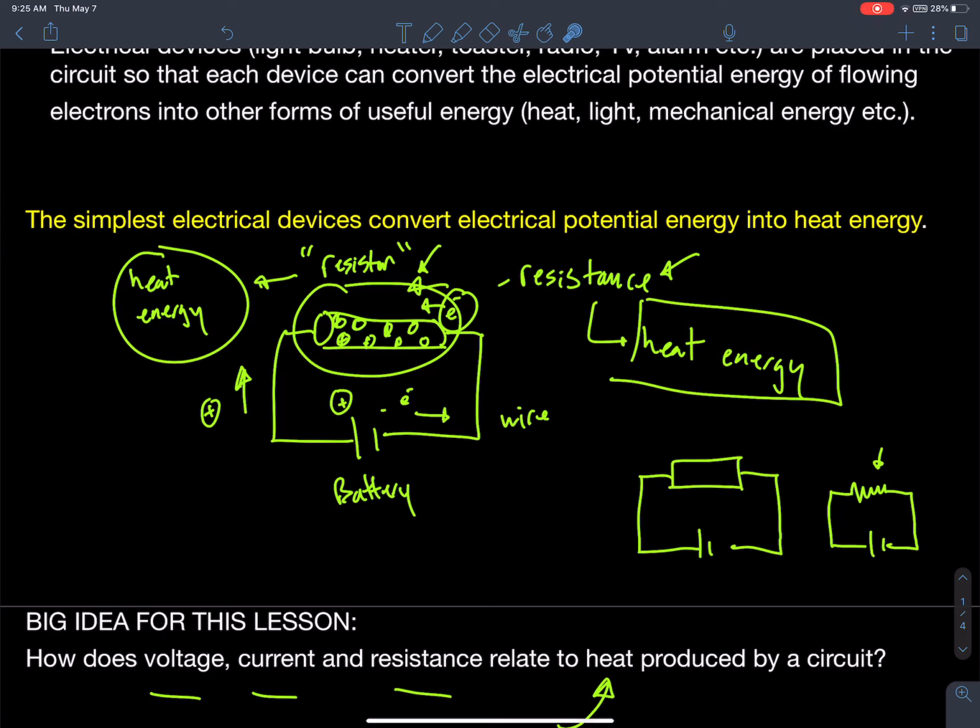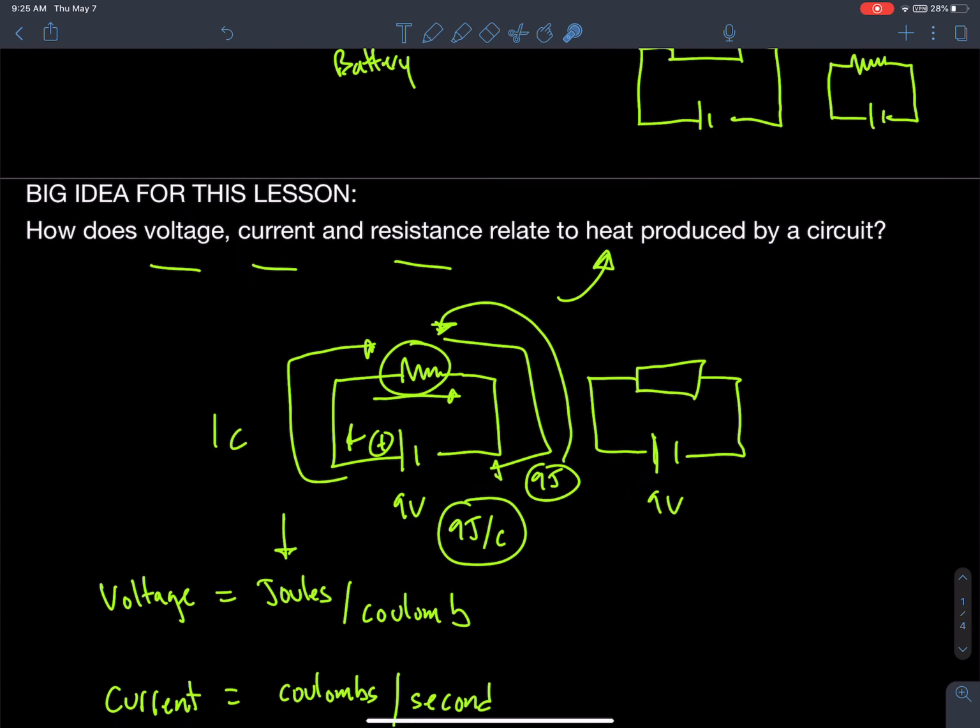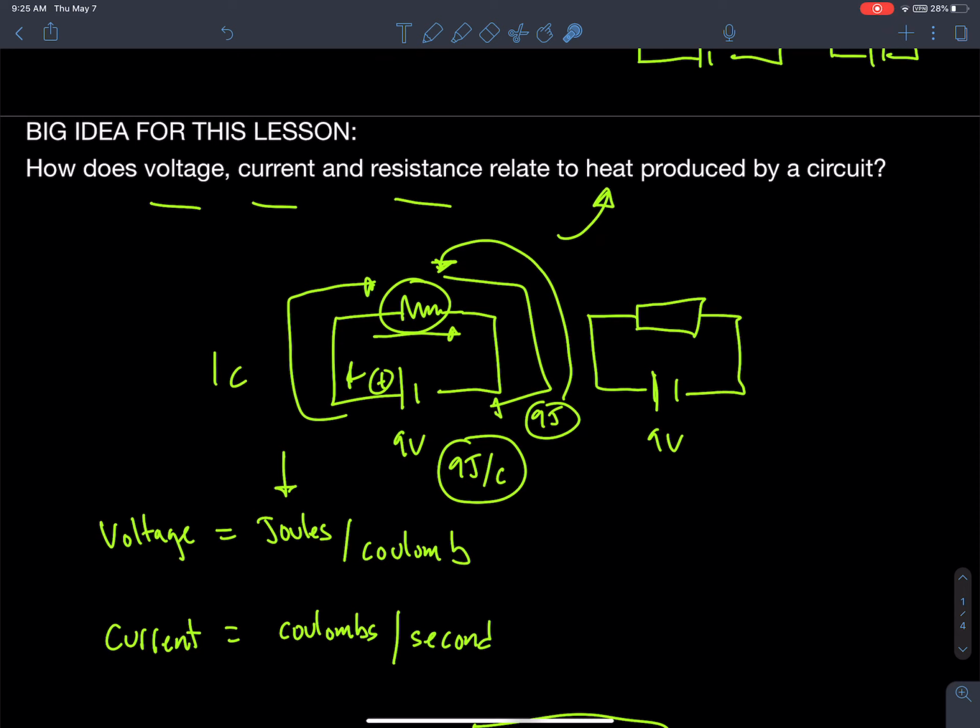So one thing I think about is resistance. A resistor creates heat energy, or transforms heat energy from electrical potential energy. And the resistor looks like a box or a squiggly line, depending on what textbook you're looking at. The biggest idea of this lesson is, how do voltage, current, and resistance relate to heat produced by a circuit? Well, I talked about voltage and current. If I multiply the voltage in a circuit by the current in a circuit, I'm going to get the power, the power of heat produced. So power is equal to current times voltage. That's what we talked about.